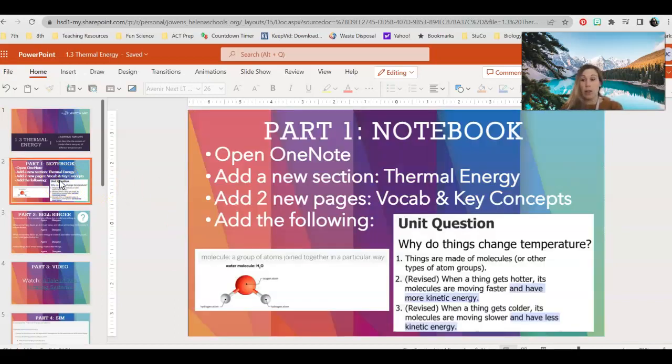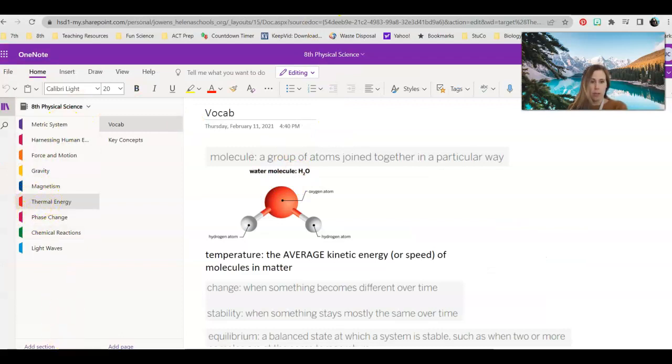Okay, since we are starting a new unit, you guys need to add to your OneNote. So new unit means new section. So you guys are going to click and add a new section, title that thermal energy. And then to that thermal energy section, you guys want 2 total pages. There should already be one there for you. So add a new page and then title both of those pages vocab and key concepts. Okay, so it should look a little something like this. We have new section right here, thermal energy, and then 2 new pages, vocab and key concepts.